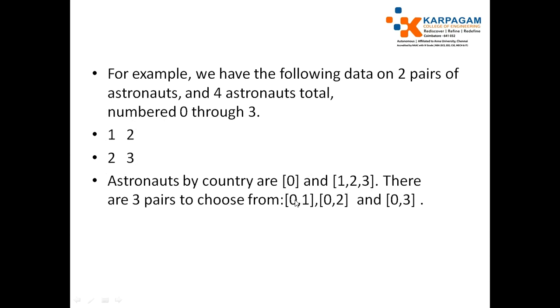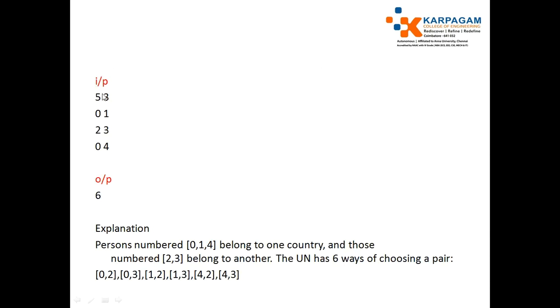How many combinations? You know that 0 with 1, 0 with 2 and 0 with 3 can be done here. So there are 3 pairs you can do. That is the answer they are requiring. I will go with an even better example than this so that you can have a clear understanding. You can see here, this is how the problem is.